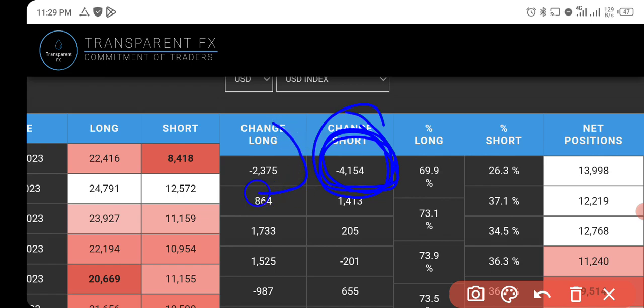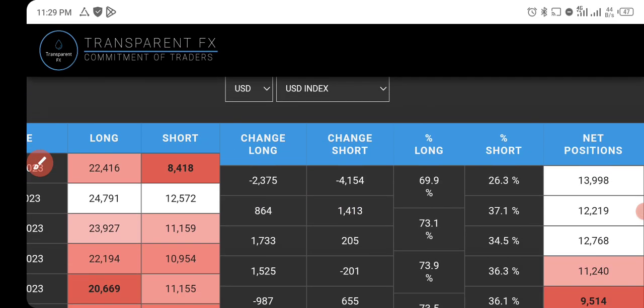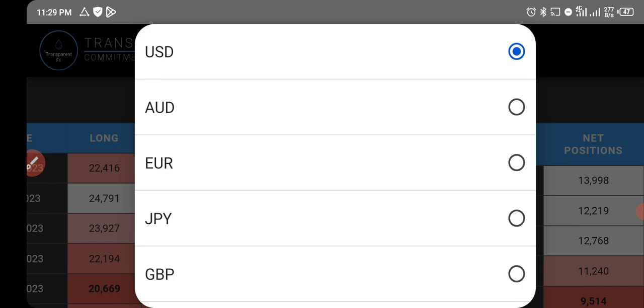They also closed their buying position on USD, but more shorts were closed than longs, meaning that USD is getting bullish. And from the next position, you can see the market is moving: we have 11,000 net position here, 12,000, 12,000, and 13,000. So USD is getting bullish fundamentally. So COT data tells you everything. USD was bearish before, but it's getting bullish gradually.